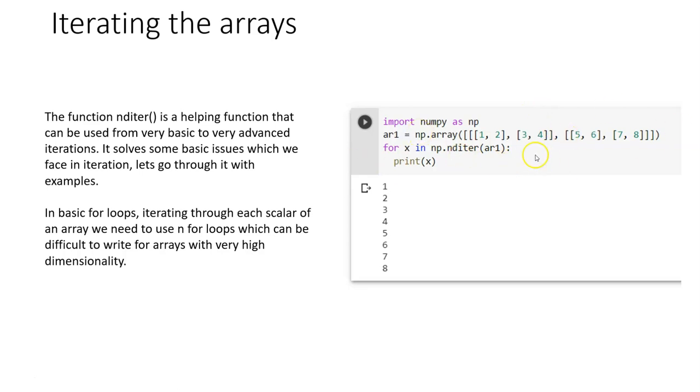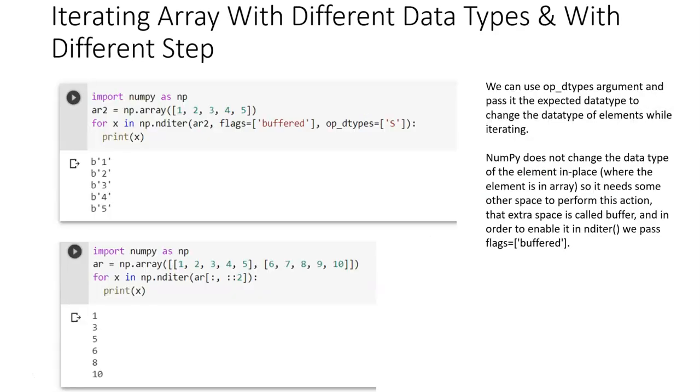So we are creating an array, and now for x in np.nditer(array1), I print. All the elements in the array are printed. Okay, and using nditer, you can even change the data type in the array and then print it. And you can do it in a loop also. So that's the advantage here.